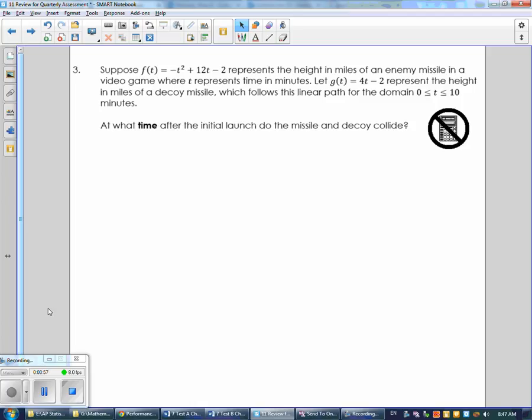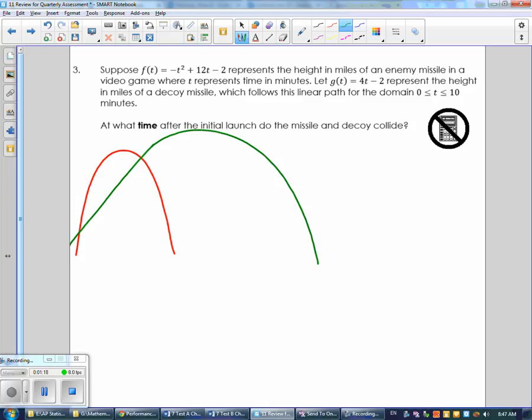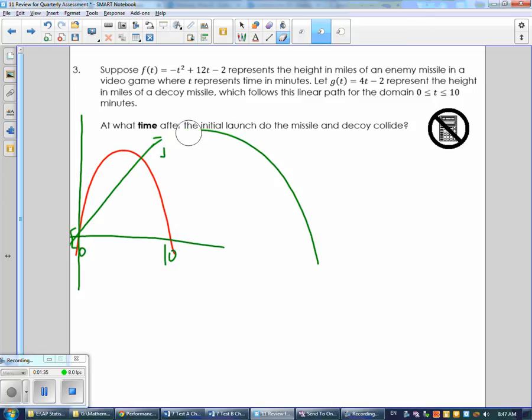So if you think about this scenario, I've got an enemy missile that is following the path of a parabola that goes down, and then I've got a path of a decoy that is going to start off linear. Now I know that eventually that missile is going to have to decrease, so eventually it's going to come back down, but we're only going to be concerned about this missile for the first 10 minutes. And so if I think about my x and y axis, I'm only going to be concerned with the first 10 minutes. Okay, and so I'm not really worried about what happens after that decoy missile starts to come back down.